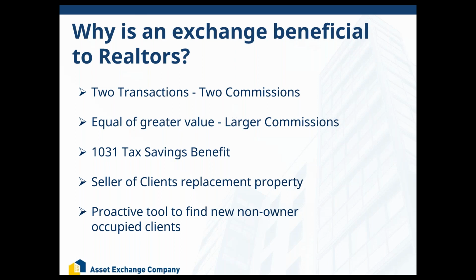Now, one of the rules of a 1031 exchange is that the replacement property that gets purchased must have a purchase price either equal to or greater than the sales price of the property that was sold, the relinquished property. So what does that mean for you as realtors? It means the commission you're going to make on the replacement property is going to be as good, if not better, than it was on the relinquished property, just because of that rule.